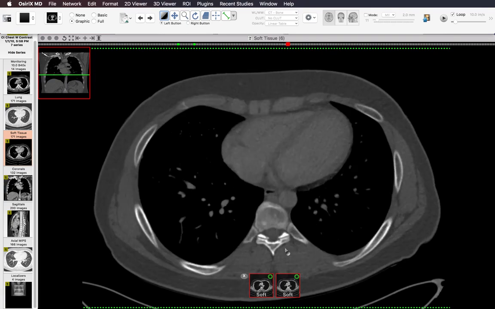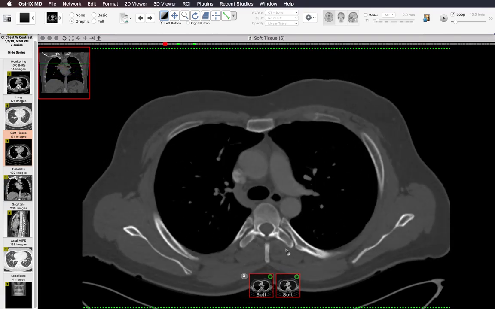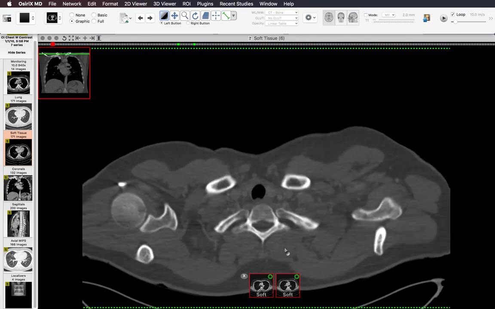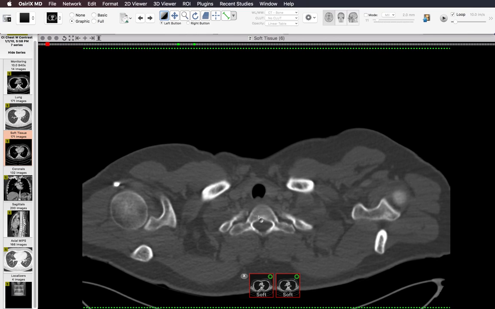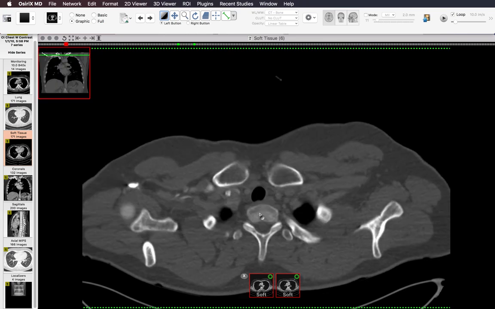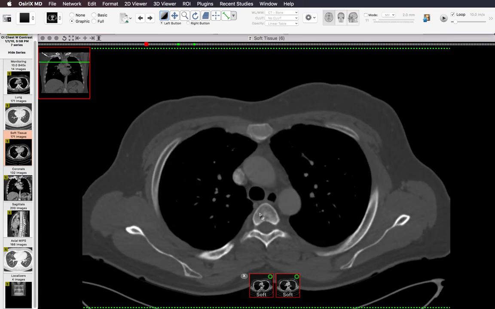So here on the axials, I am looking for sclerotic lesions, lytic lesions, and it makes a big difference if you know that the patient has cancer, because a sclerotic lesion in a patient without cancer, if it's small, it's probably a bone island. Now, if the patient has prostate cancer, then you might not just blow off small sclerotic lesions as bone islands. You would probably call them suspicious for metastatic disease.